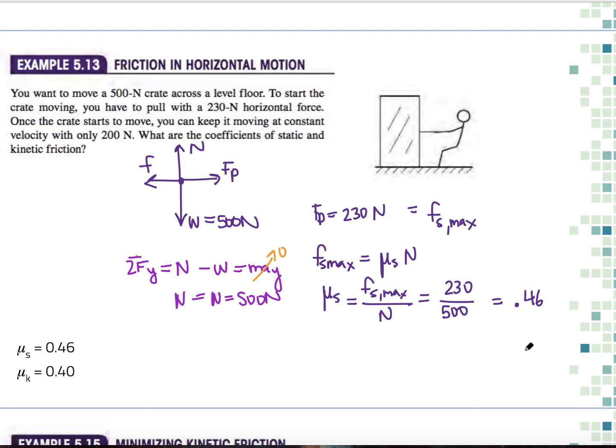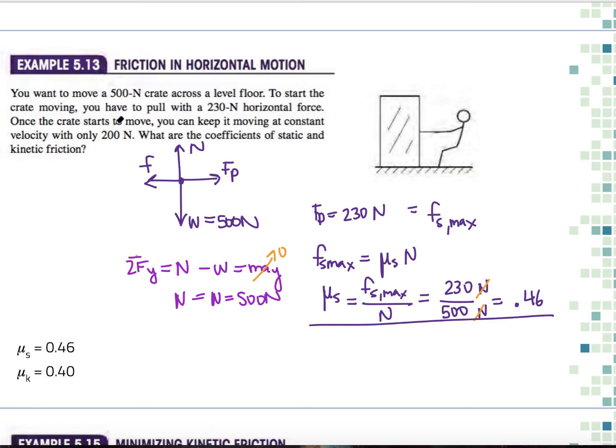0.46. So one of the things that's important to point out here is that my coefficient of friction actually does not have a unit, right? This is a Newton, and those newtons cancel out. So static friction coefficient has no units whatsoever. So now let's do the same thing for the coefficient of kinetic friction.